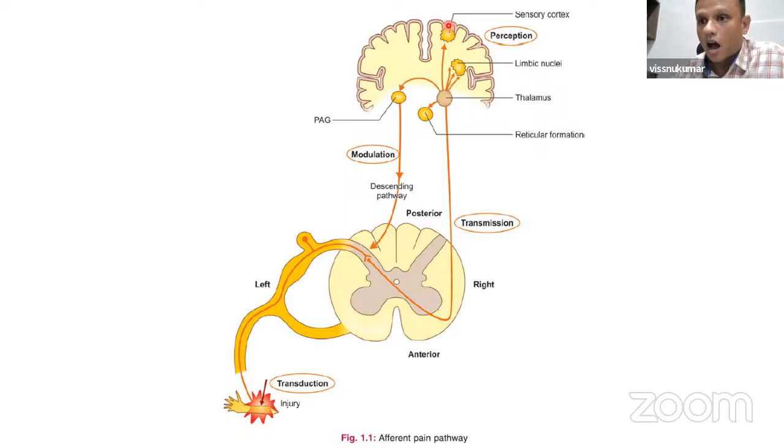This is how the pain is perceived. Whenever there is an inflammation, an alteration in the structure, or a mechanical deformity, the somatosensory cortex will be stimulated. Along with that, the limbic system will be stimulated. That's why when you see a patient with pancreatitis, he will not be happy, because the limbic system, which controls the emotion, is stimulated.